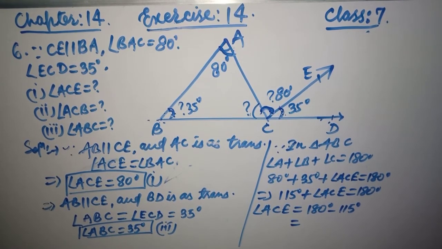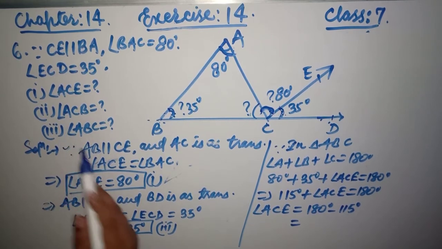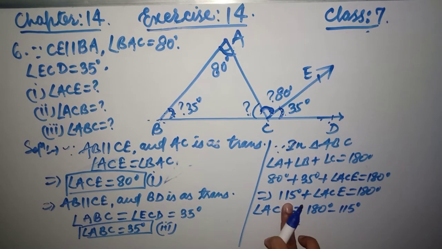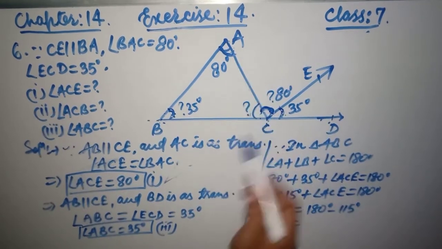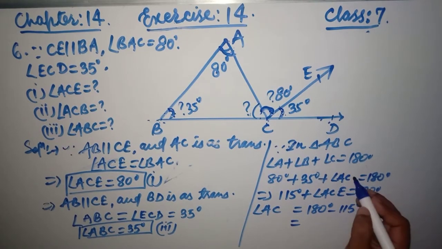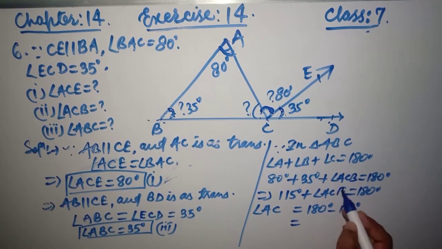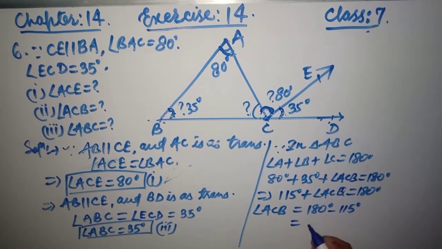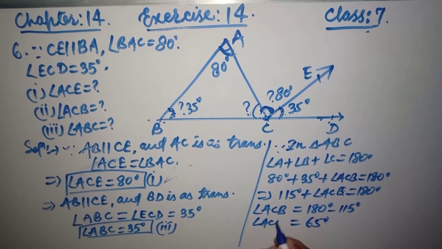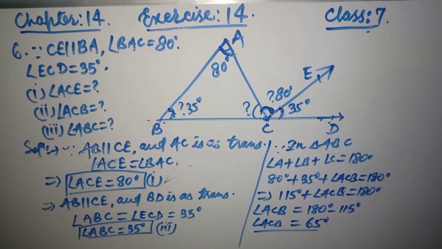So now the answer is 65 degrees, angle ACB. Here, angle C is ACB. Okay, so mistake, it is ACB here, and here also ACB, because this angle C could be written as ACB. Now ACB is 65 degrees. So this is your answer. I hope friends you will understand.